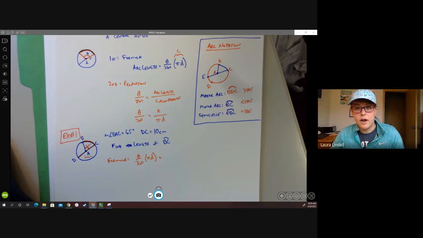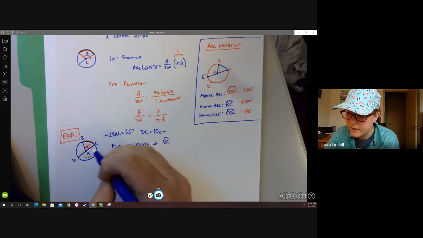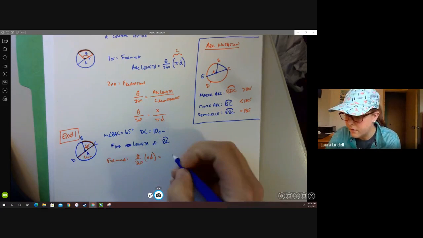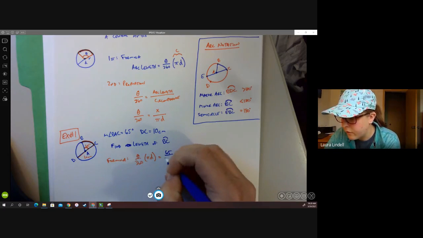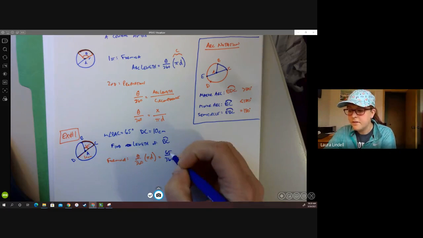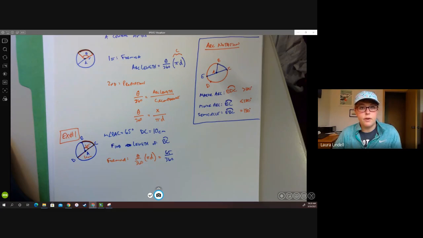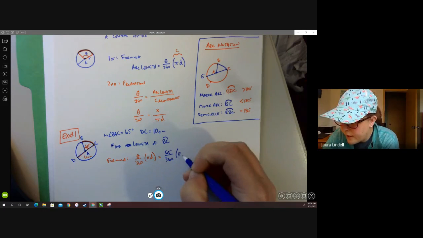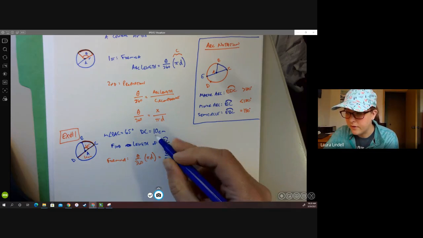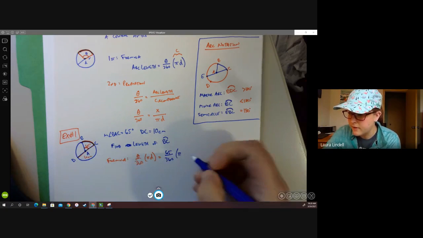So in this case, our angle, theta, is that 65 degrees. It's that central angle. So I'm going to go 65 over 360. And that's the fraction of the circle that I'm working with here. And then we go times pi times the diameter. And in this case, the diameter that we were given is 10.